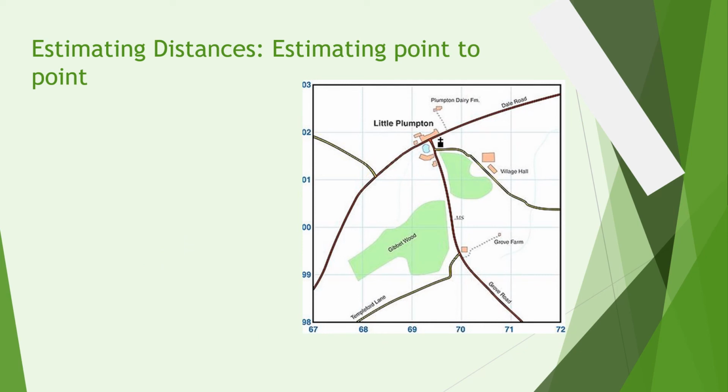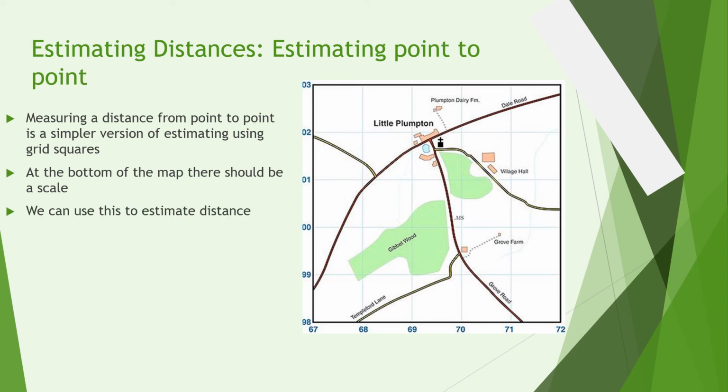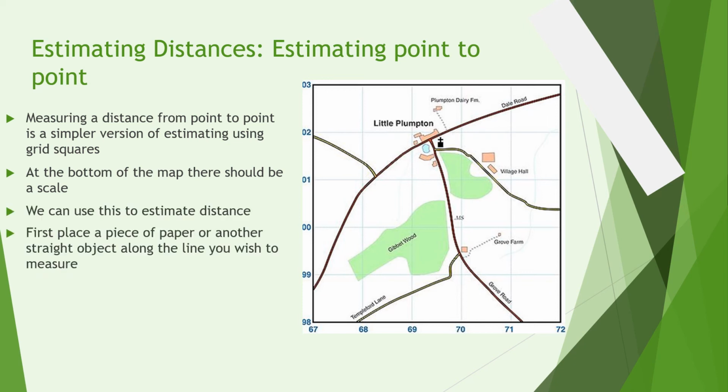Moving on, the second one is estimating point to point. This is a more accurate and quick way of estimating with grid references. Measuring a distance from point to point is a simpler version of using grid squares. At the bottom of the map, there should be a scale. There should be a series of lines with miles and kilometers on, and scales ranging from 0 all the way to around 100 kilometers or miles. We can use this to estimate the distance.